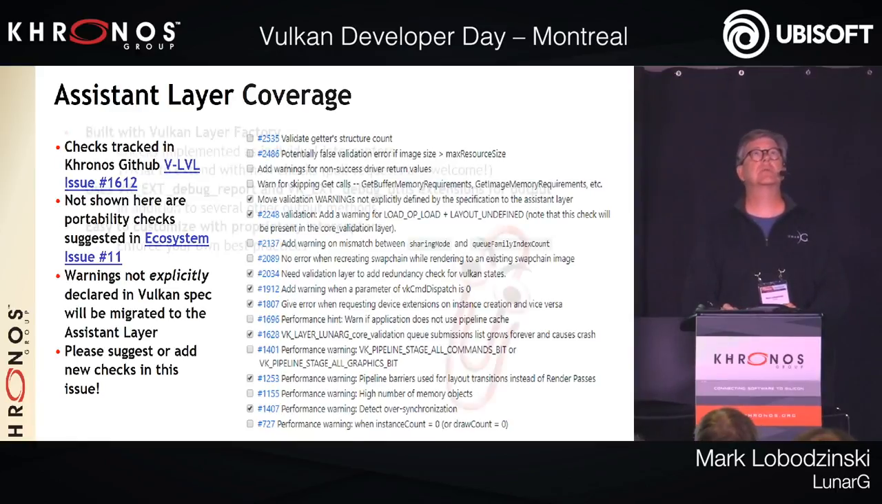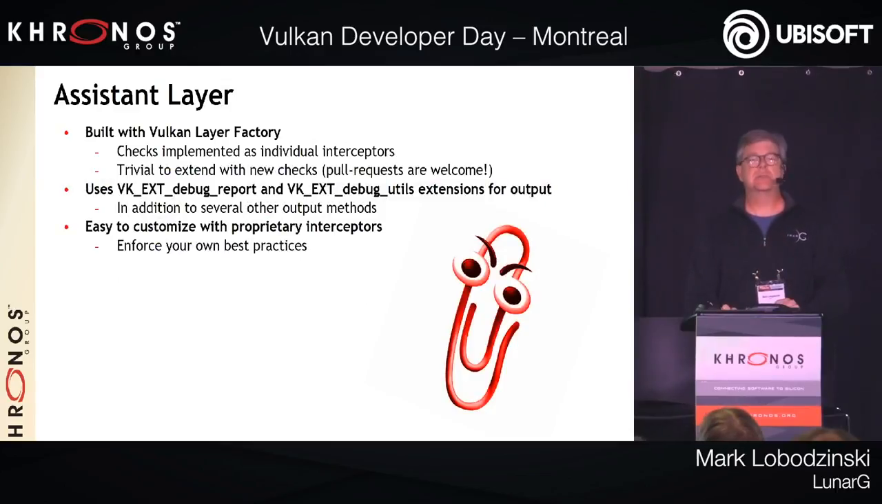The assistant layer is built using Layer Factory. It uses the standard output mechanisms that the other validation layers use, debug report and debug utils, so if you have debug callbacks already in your applications, they'll still work with the assistant layer. Another cool thing is that because it's done on the Layer Factory, it's easy to add your own checks. You could take the built-in set of assistant layer checks and add to them if you have internal guidelines or rules you want to enforce in your own organization. It's real easy to tack things onto the end of this layer and customize it for your own use.